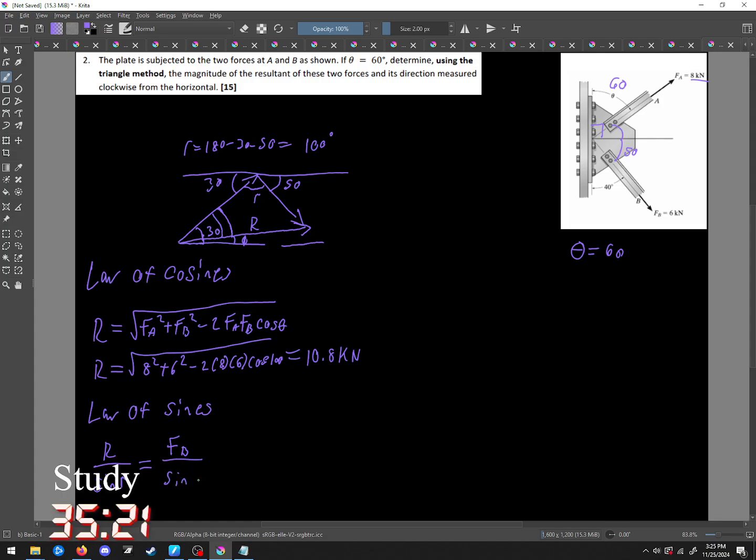I don't know what to call this, the symbol that I made up, the fish, goldfish. So that is going to be 10.8 over sine of 100 equals F B, which is 6. And we use this because law of triangles says something about this force pointing this way. That's where we get F B equal to that from.